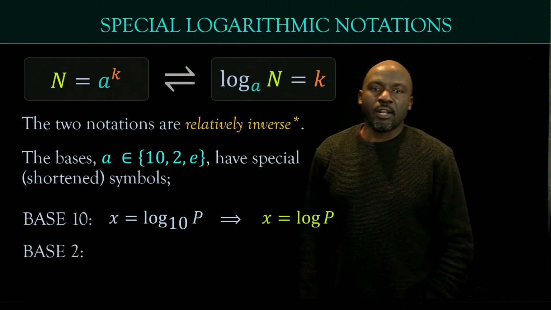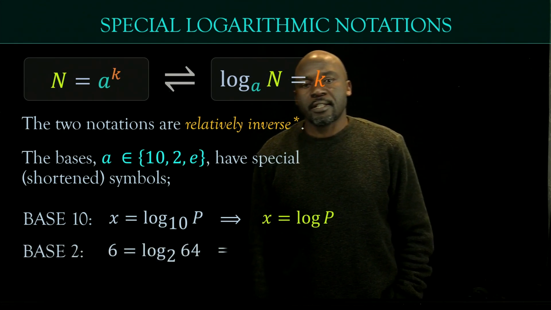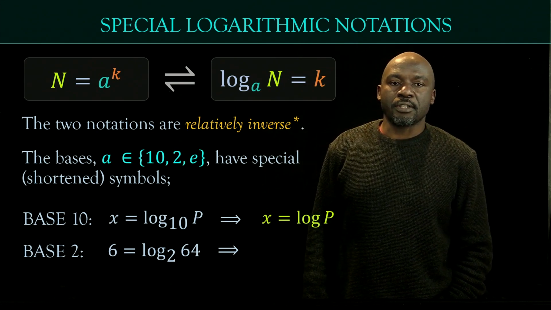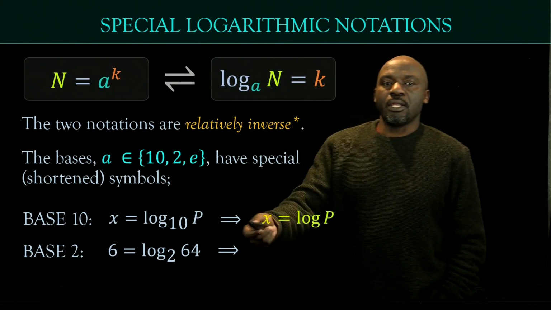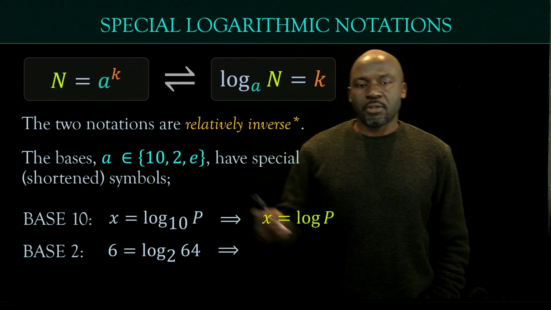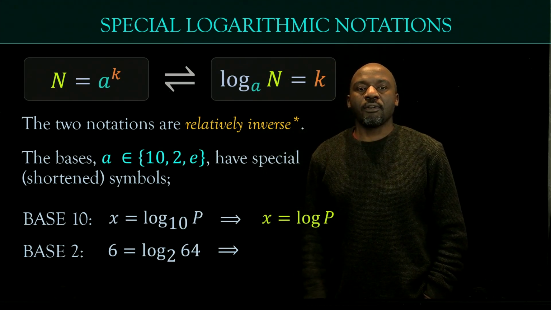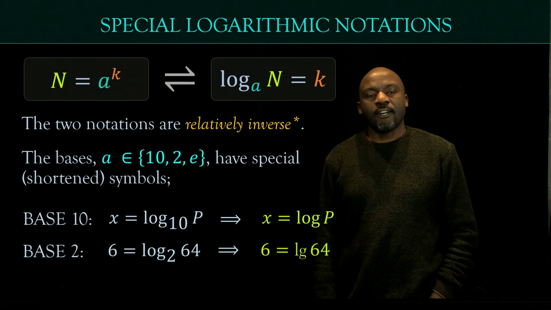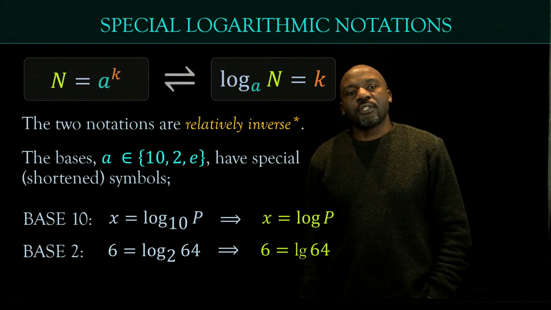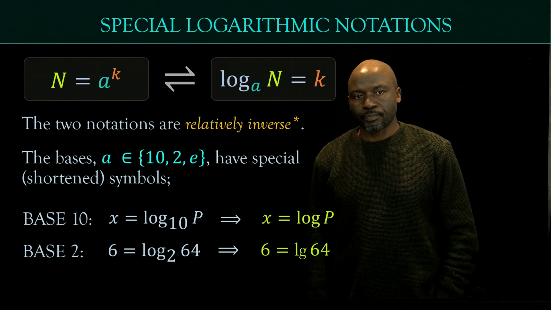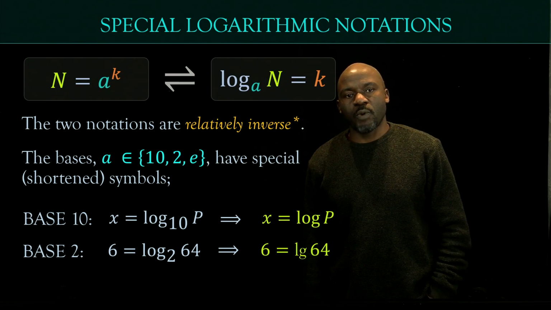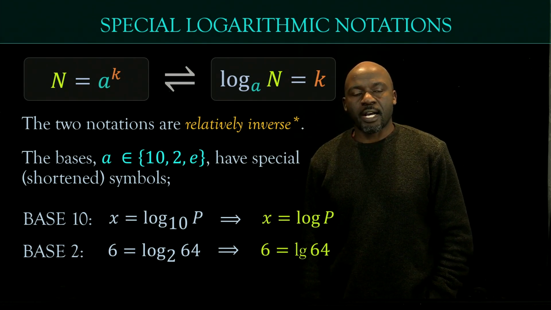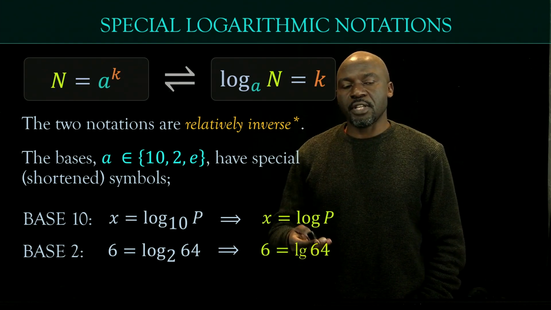Similarly, when you see log to base 2, so 6 is log to base 2 of 64, for example. The way to simplify log to base 2 is to leave out the 2 and also the o there. So when you see 6 is log 64, every time you see that, that means log to base 2. It's a mathematician's way of trying to simplify or to reduce too much writing of the same thing.